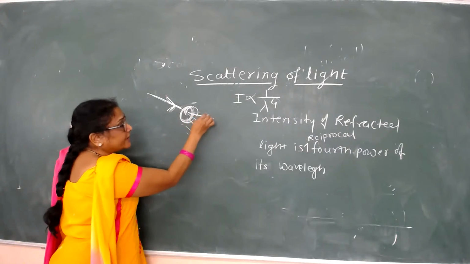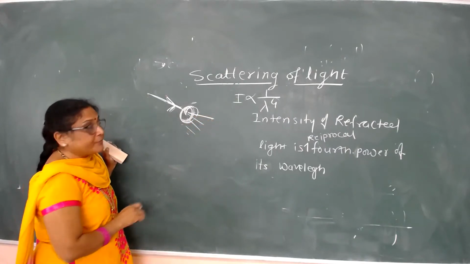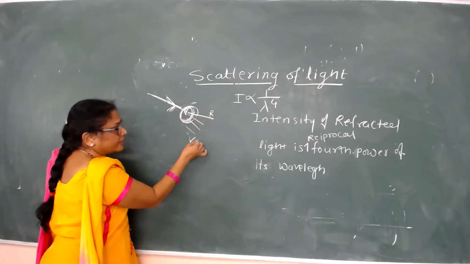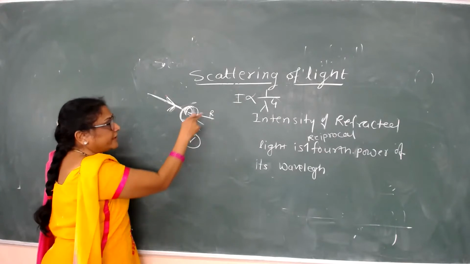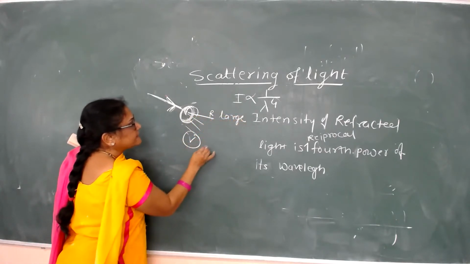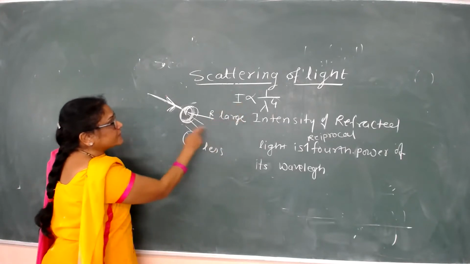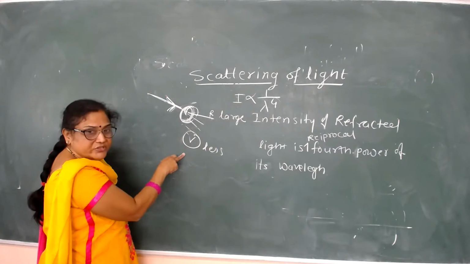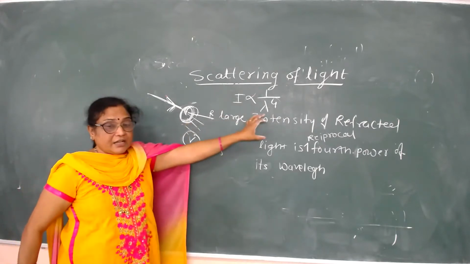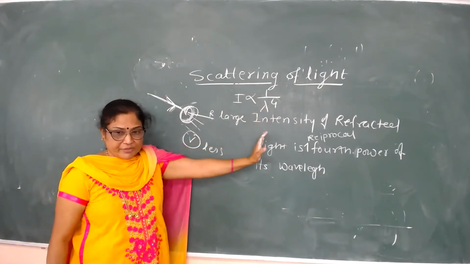At that time, the intensity of the scattered light is inversely proportional to the fourth power of its wavelength. The first wavelength is red, the last is violet. Violet has a smaller wavelength, and red has a larger wavelength. Then according to the Rayleigh criteria, violet is more scattered as compared to red. Depending upon this, we study some important things in the atmosphere.